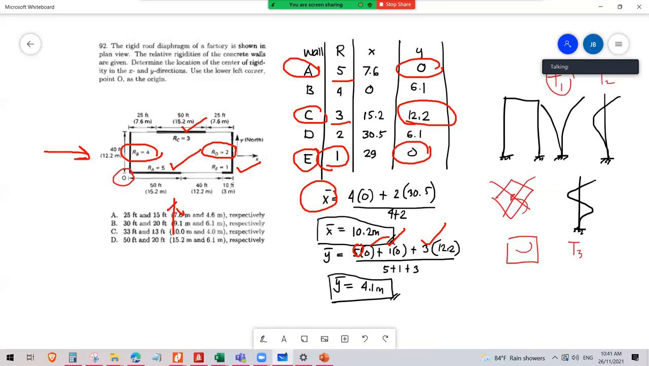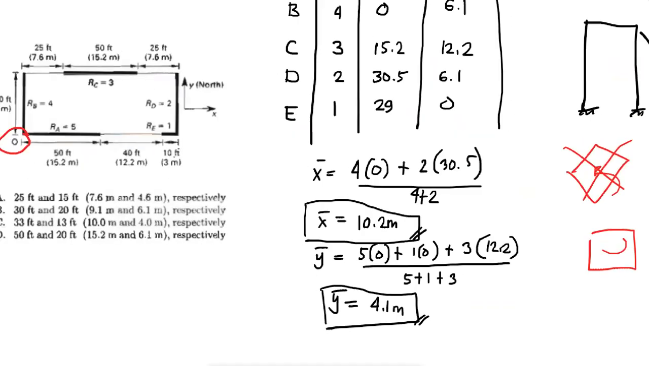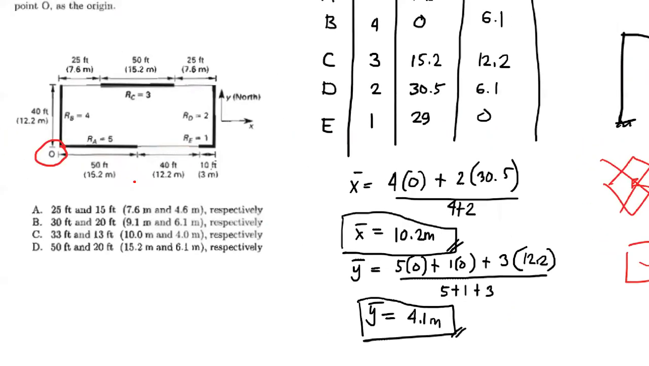Then summation of all the rigidity, 5 + 3 + 1, and then compute 4.1. So yan yung center of rigidity, 10.2 and 4.1. So X bar is 10.2, so that is somewhere here. Then Y bar is 4.1, so somewhere, so ano, 1/4 nitong 12.2. So bandang baba. So kung kokorek ko yan, it's somewhere here. Yung banda dito.